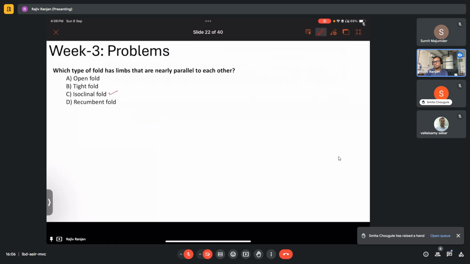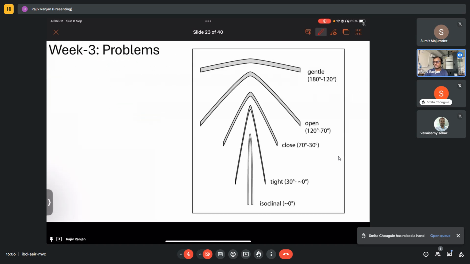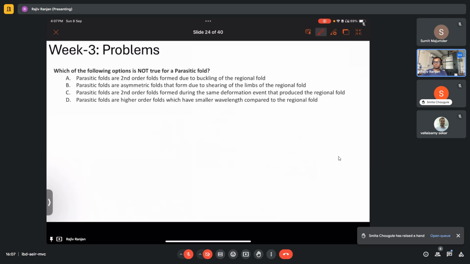Okay, I will explain with this next figure that I've kept. Based on the interlimb angle, it is gentle when you have 180 to 120, 120 to 70 becomes open, then close is 70 to 30, then tight is 0 to 30, and isoclinal becomes parallel to each other, 0 degrees.